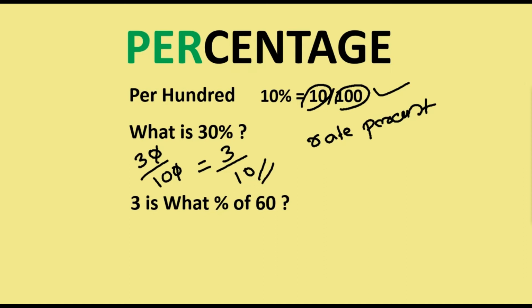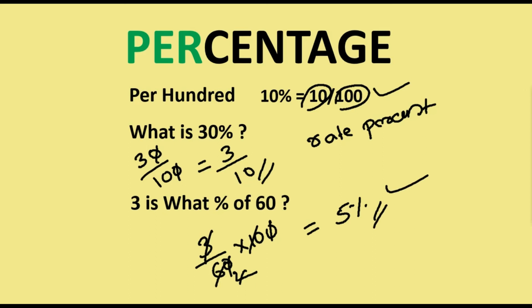Then another question: 3 is what percentage of 60? They are asking, 3 is what percentage of 60? We write it as 3 by 60 into 100. 3 by 60 into 100, and you get the answer, 5 percentage. 3 is 5 percentage of 60. This is a basic concept in percentage.